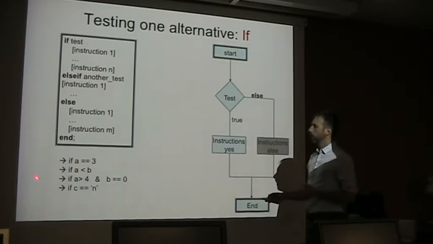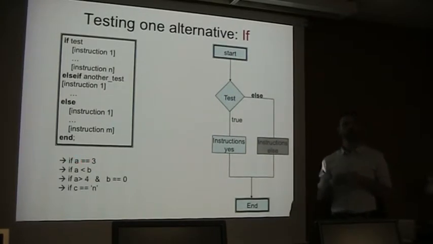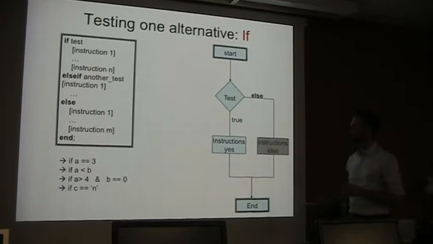Some examples of things we can test. For example, is A equal to 3? Remember that when we do a logical test, we put double equal. Otherwise, A equals 3 would mean we create a variable which contains 3. That's not what we want to do here. A smaller than B, or we can test two things at the same time. So here we want to know if A is bigger than 4 and at the same time B is equal to 0. We can also use it with strings.